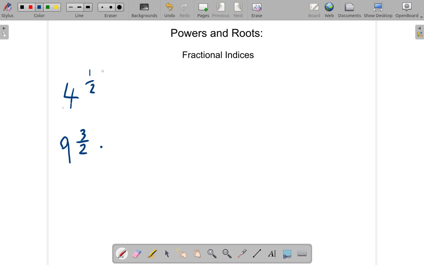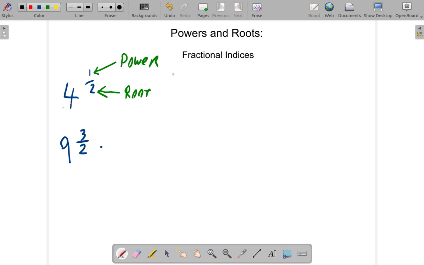First of all, when you have a number to a fraction, the numerator of the fraction tells you the power to which you must raise the number. You must raise 4 to the power of 1. The denominator tells you the root of the number that you must find. You must find the second root of 4 or the square root of 4.